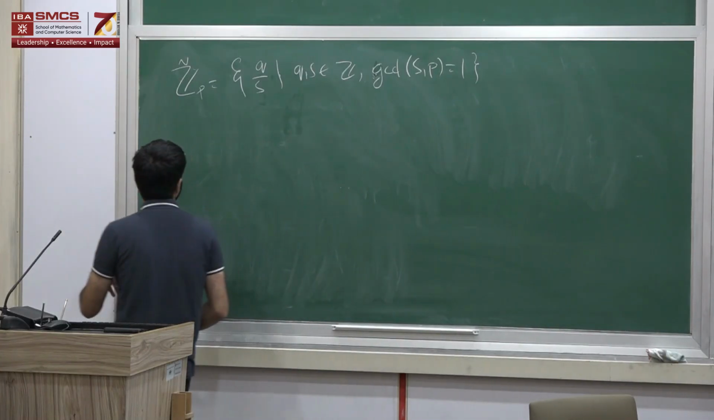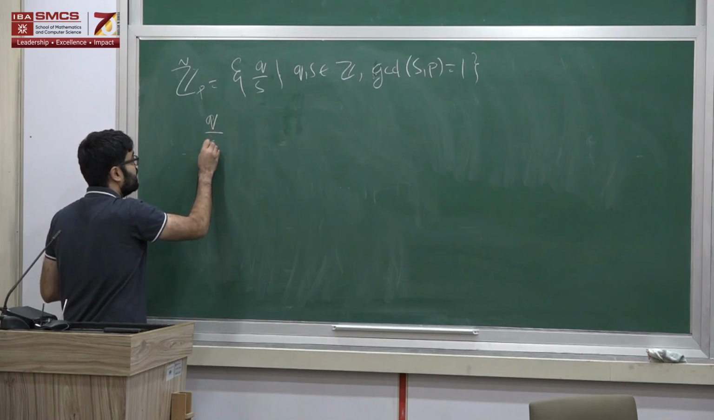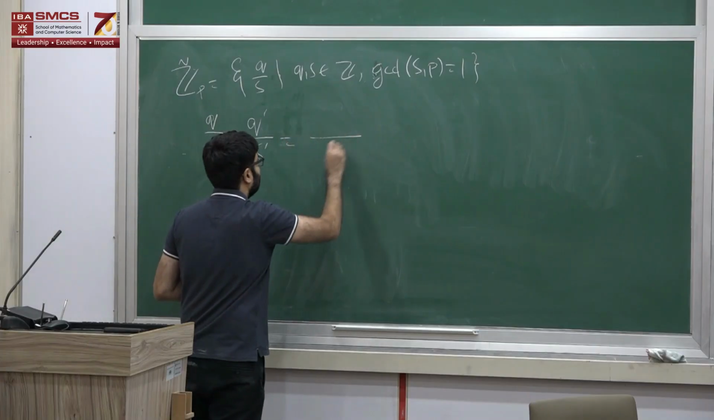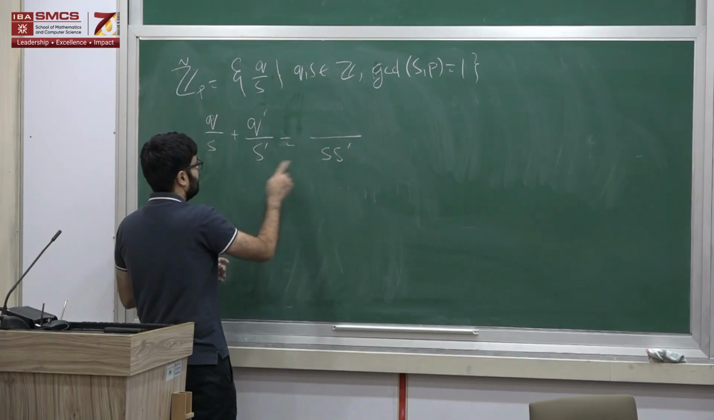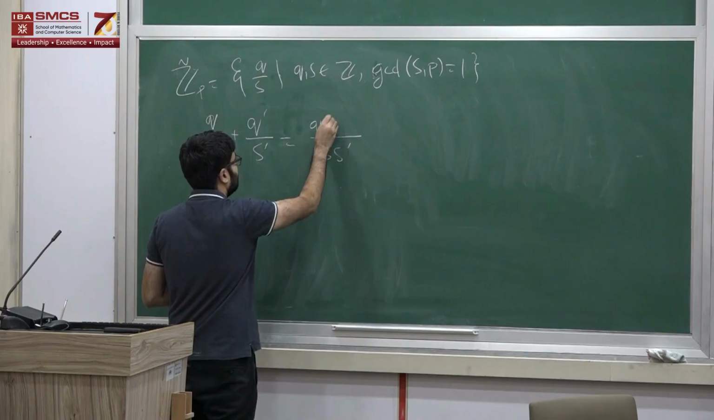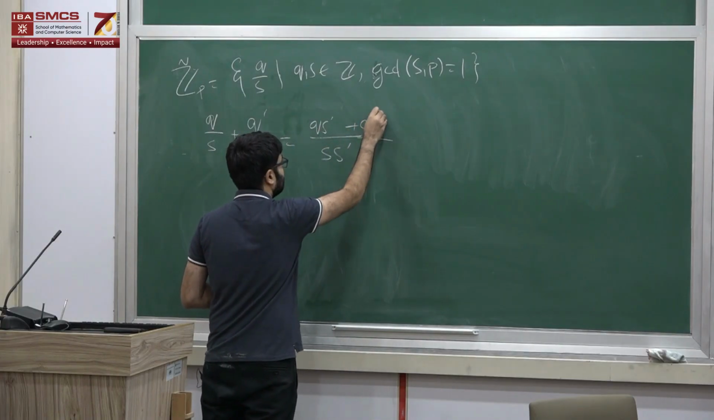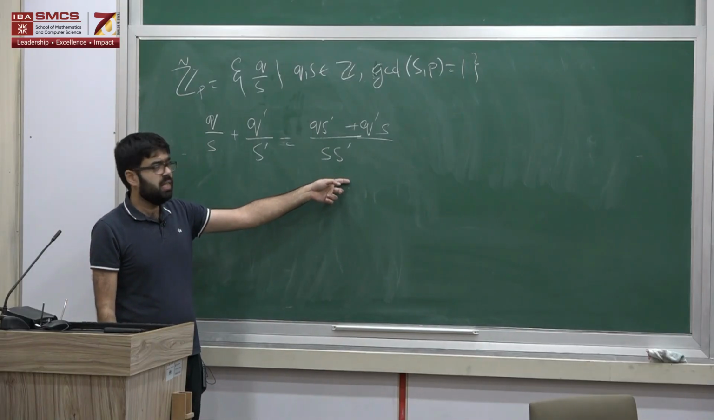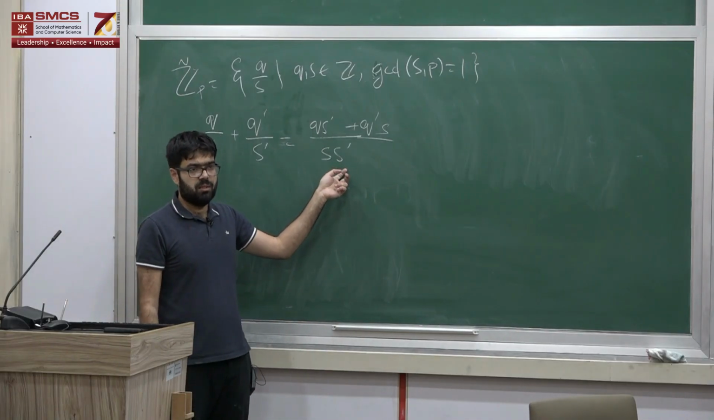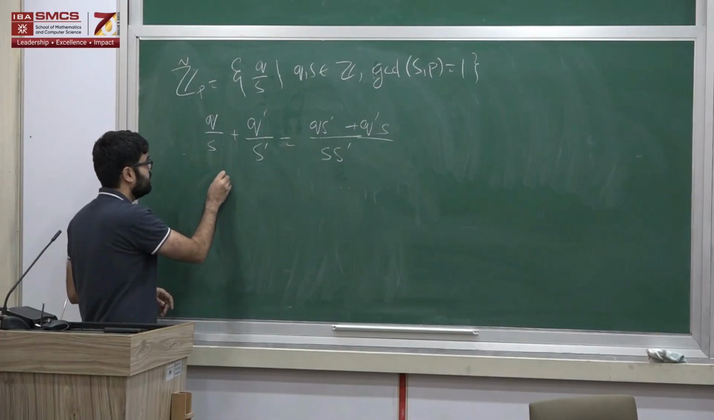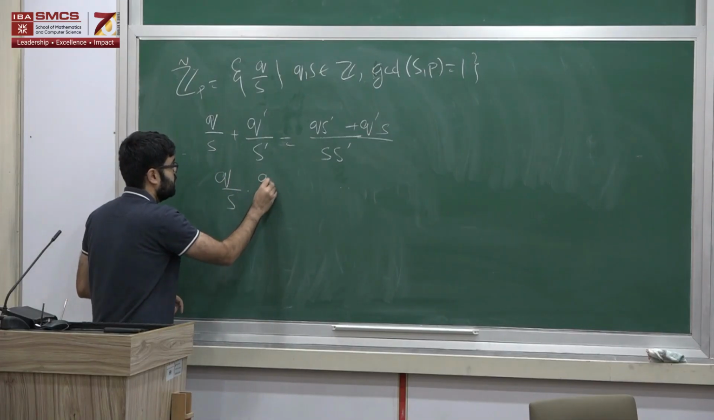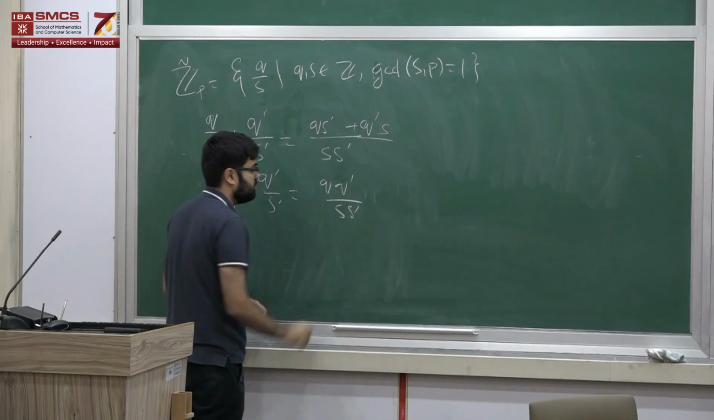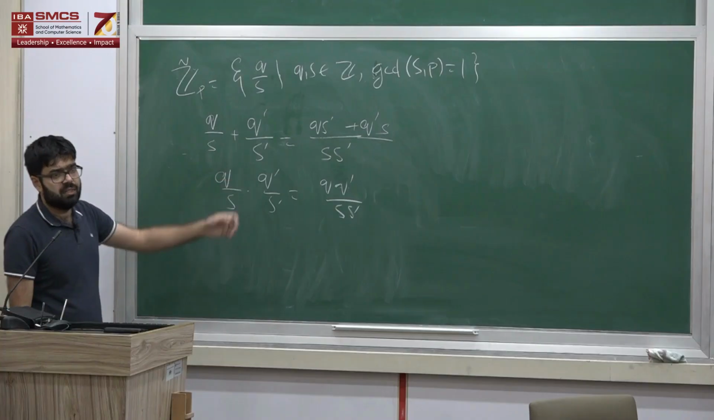And I can remember that Q over S plus Q prime over S prime was S S prime in the denominator, and then I had Q S prime plus Q prime S. So, if S and S prime do not have any factor of P, then this will also not have a factor of P. And I can do the same. Q over S times Q prime over S prime is Q Q prime over S S prime. So, the multiplication also works nicely in this set.